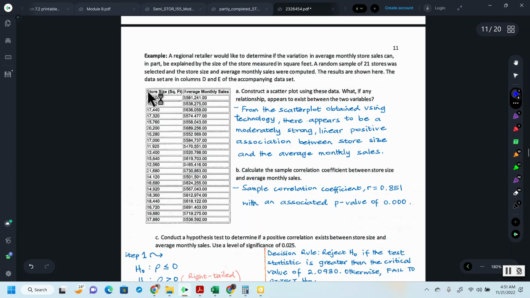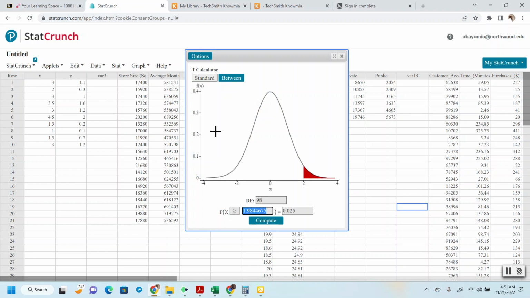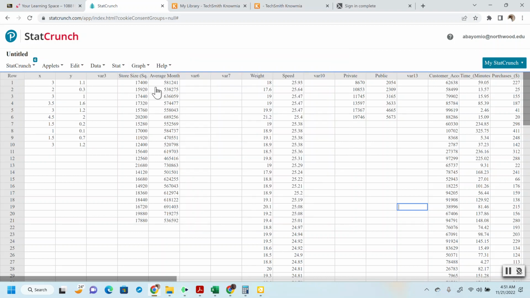So what do you think? Do you think store size would depend on monthly sales? Or do you think that monthly sales probably would depend on store size? I would, in my own thought process, think that average monthly sales would depend on the store size. So this is your dependent variable Y, and store size will be our independent variable X. So let's go into StatCrunch, and I'm going to X out of this. So I have store size and average monthly sales.